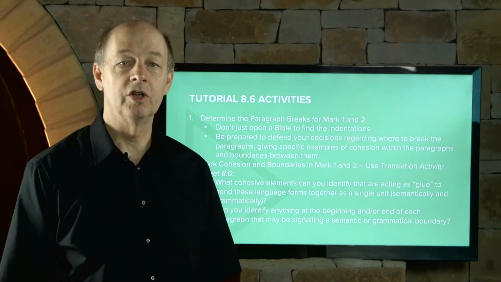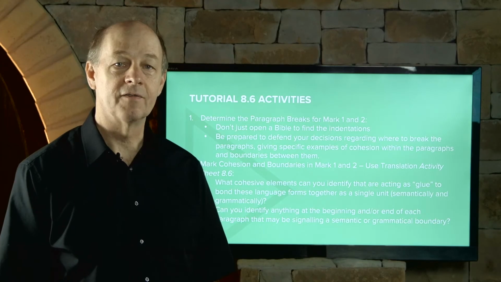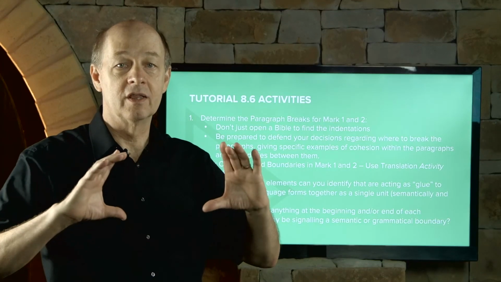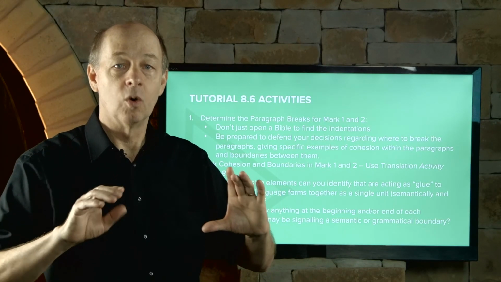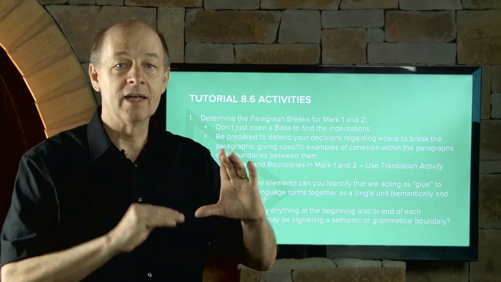For this tutorial, you will use Activity Sheet 8.6. The first thing you'll need to do is identify and mark the paragraph boundaries. Now, don't just look at your English Bible to see where they indented. Some versions indent in one place and others will indent in another place. I want you to determine, based on the actual content, where you think the paragraph divisions are, where you think the semantic paragraphs begin and end.